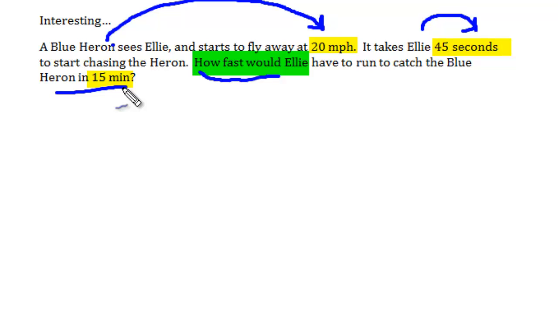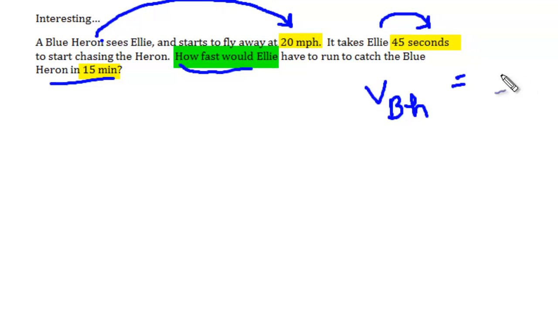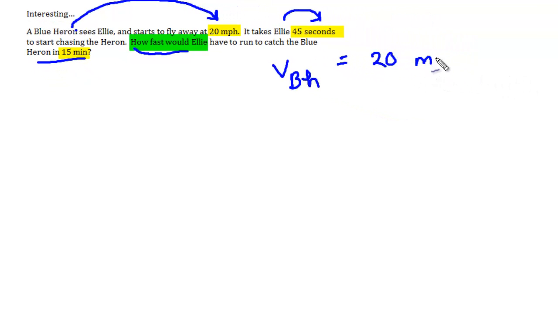And we have to be sure we get that information correctly assigned to the right animal. So I'm going to go ahead and have a velocity, and the velocity for the blue heron, BH, is equal to 20 miles per hour. Then we've got a time for Ellie, and it's 15 seconds.